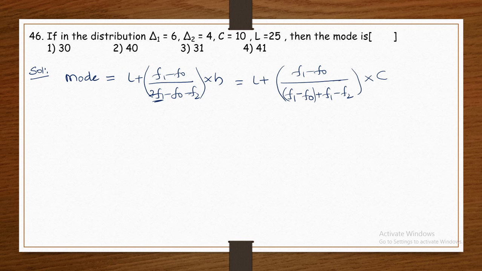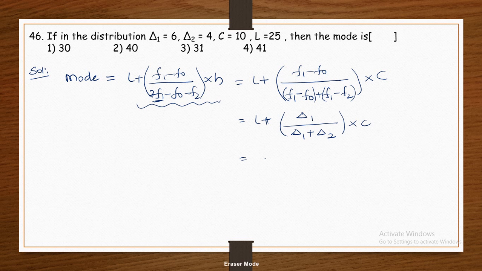Here height or class length, both are same. Now if you observe this particular denominator in the previous books, they have represented it likewise. So F1 minus F0 they have represented as delta 1. Here also F1 minus F0 is delta 1 plus F1 minus F2 is delta 2. So this is the representation in some textbooks. In our present textbook, we have this particular formula. In the previous book, we have this particular representation. So both give the same, right?